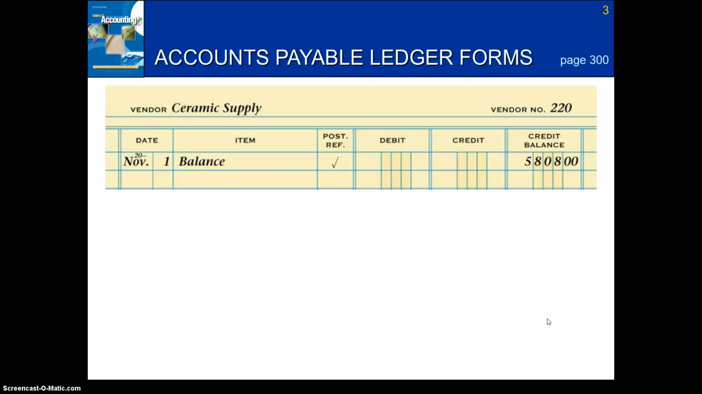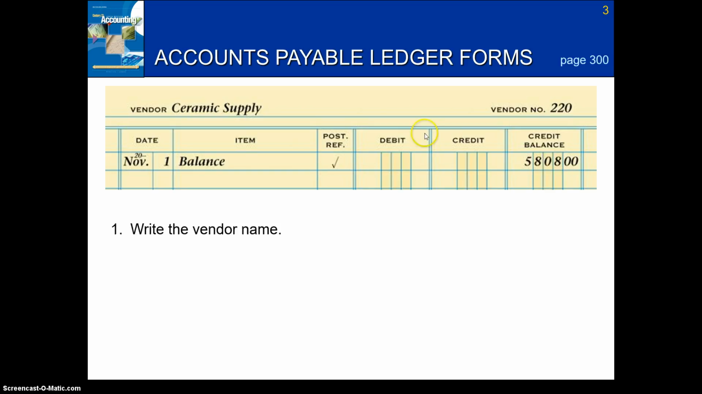So the first one we're going to start with for our first transaction, you can see here we have the accounts payable ledger forms. They look an awful lot like our general ledgers, except for the fact that we have our debit and credit, but we only have a credit balance. We don't have a column for debit balance. That's because you should never have a debit balance. These are accounts payable, so these are vendors that we owe money to. If it was a debit balance, that would mean that we had overpaid them. In that case, you would just put it in here as a negative number. But we should never have that for what we're going to be working on.